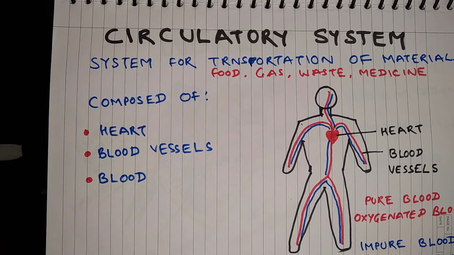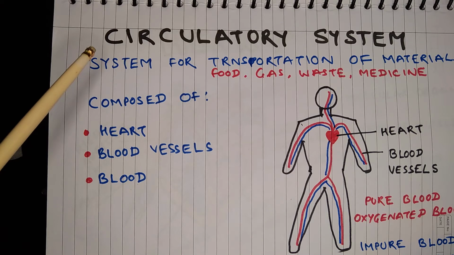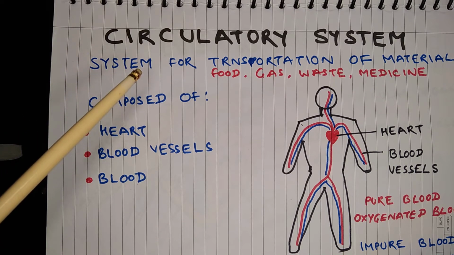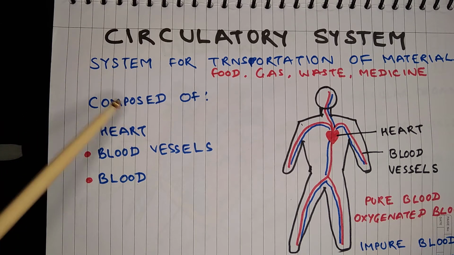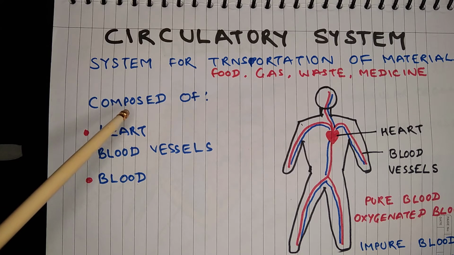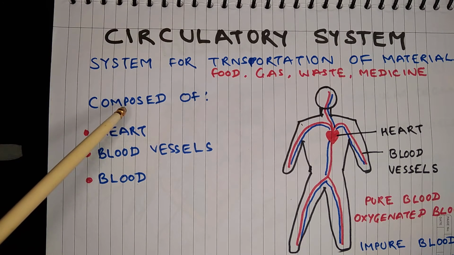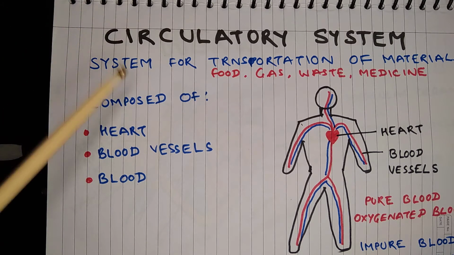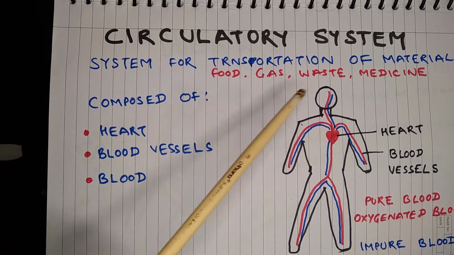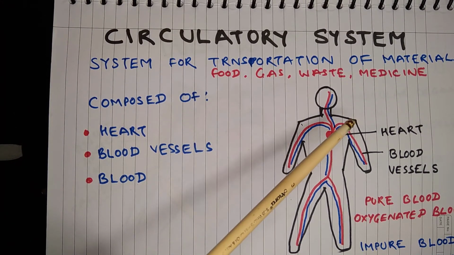What is circulatory system? The system for transportation of materials in our body is called circulatory system. And what are those materials which need to be transported? Some of them are food, gas, waste materials and medicine.